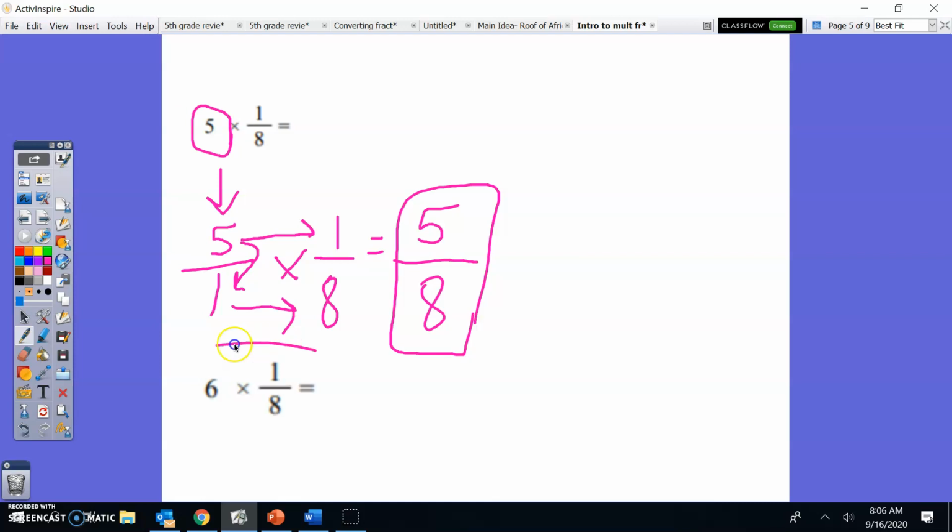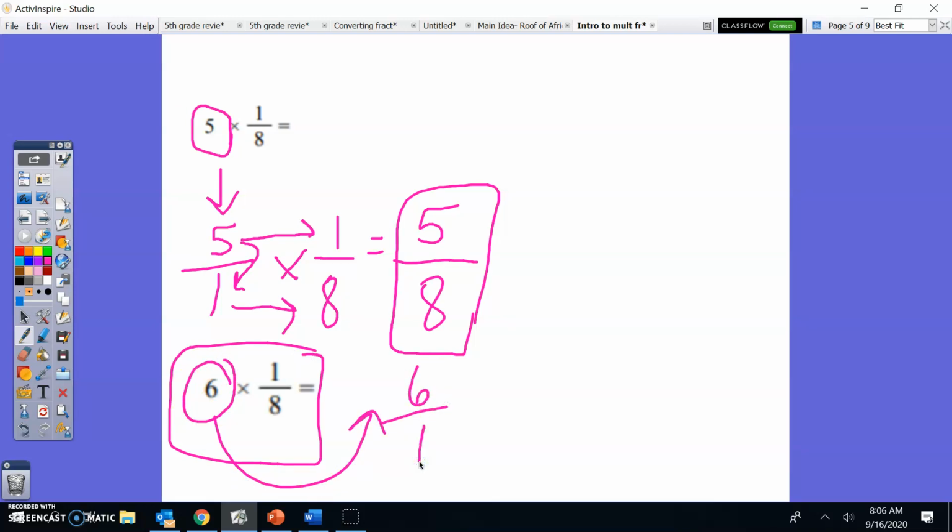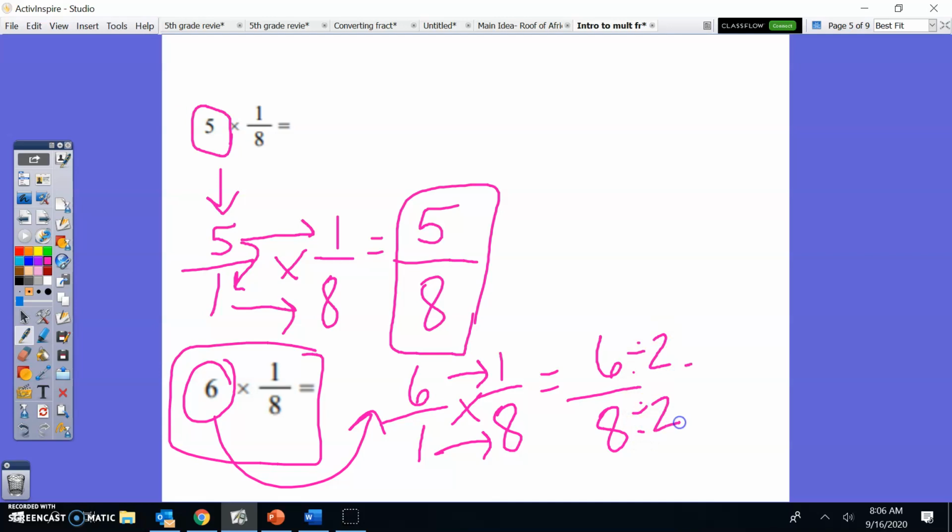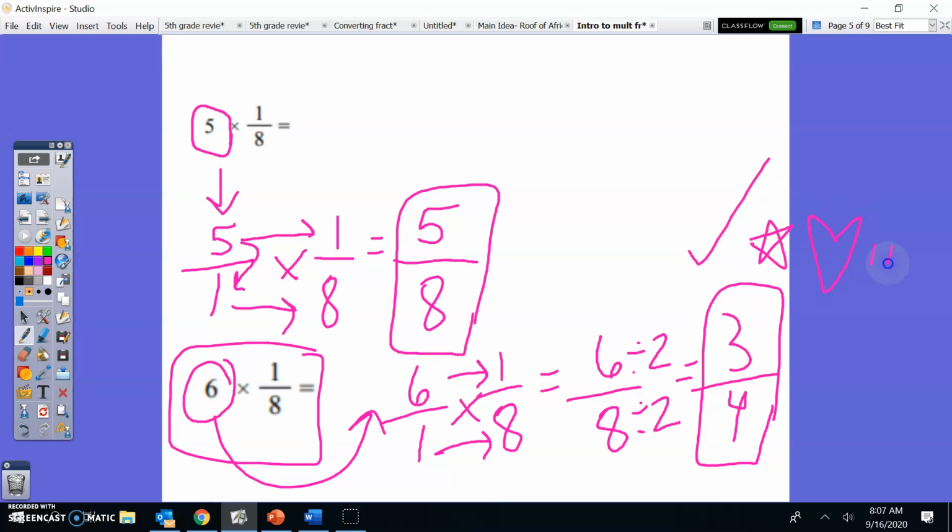So you should have completed this problem, 6 times 1/8. I'm going to rewrite the number 6 as a fraction, which is 6 over 1. 6 over 1 is the same as 6. Multiplied by 1 over 8. And I'm going to multiply straight across. 6 times 1 is 6. 8 times 1 is 8. 6 and 8 are both even numbers, so I know that they can both be divided by 2. 6 divided by 2 is 3. 8 divided by 2 is 4. So that leaves me with 3/4 as my final answer. So if you had 3/4, if you simplified it, awesome, awesome job. You are ready to go.